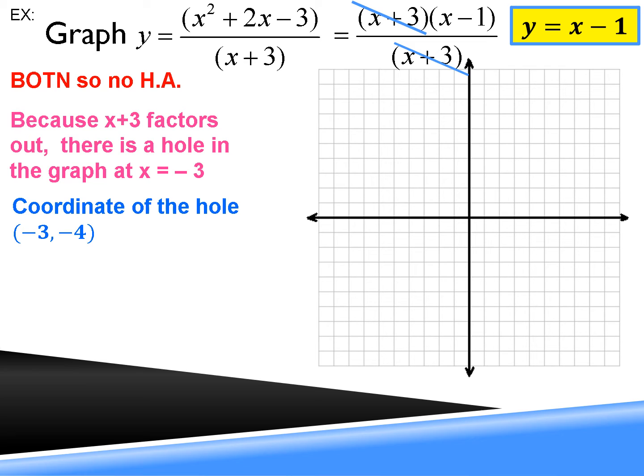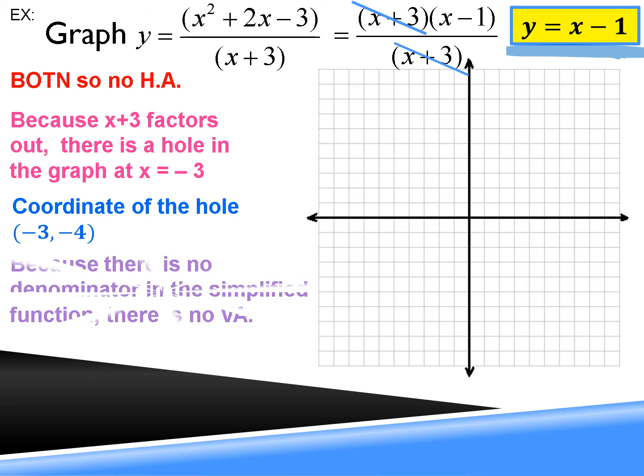Now we've done horizontal asymptote number 1, holes number 2, and number 3 is vertical asymptote. Since I simplified this function, I have to look at the simplified function. My simplified function does not have a denominator. So therefore, I do not have a vertical asymptote. When I look at the simplified function, that is a linear function. It's simplified to become a line.